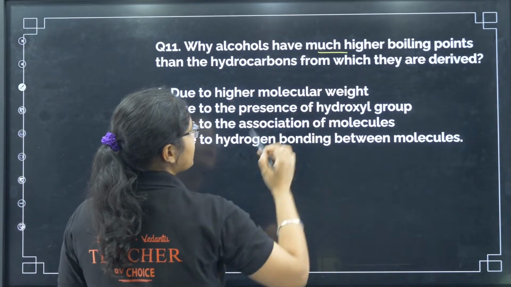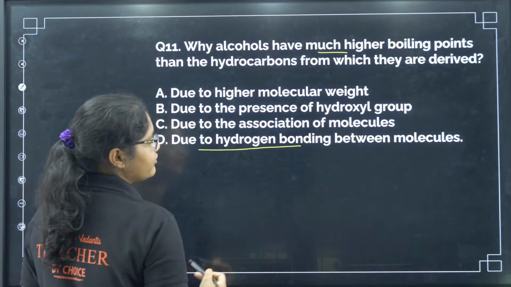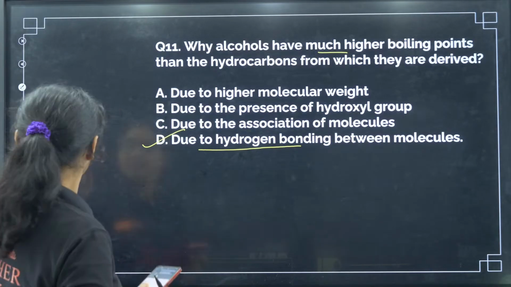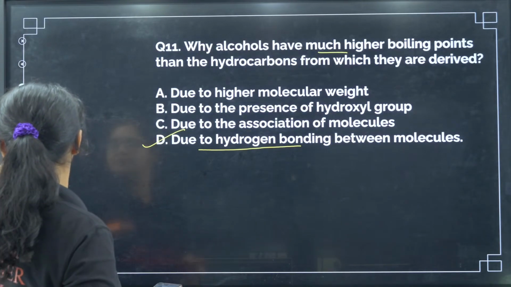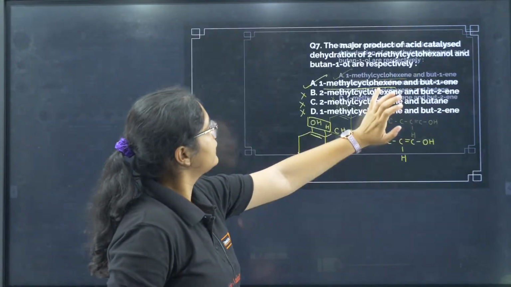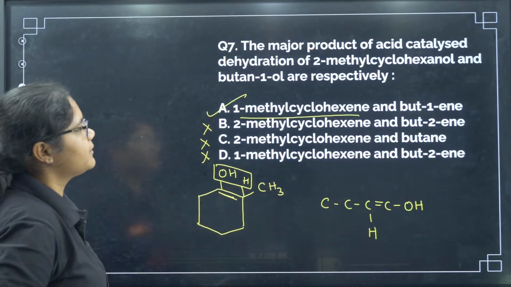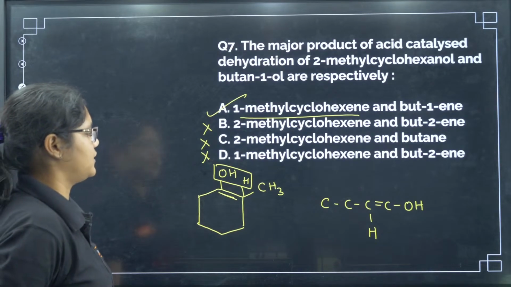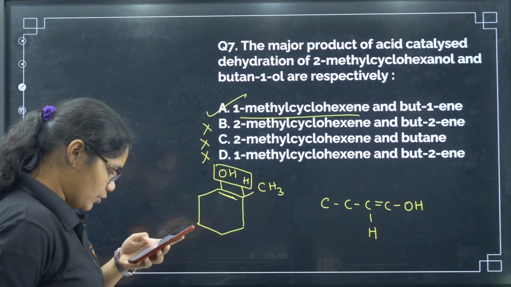So, what happens? Higher boiling point is due to the hydrogen bonding between the molecules. So, option number D here. Yes. So, now let's move to question number 7. Some students are having doubt there. Yes. So, what is that? The major product of the acid catalyzed dehydration. What is the doubt there?